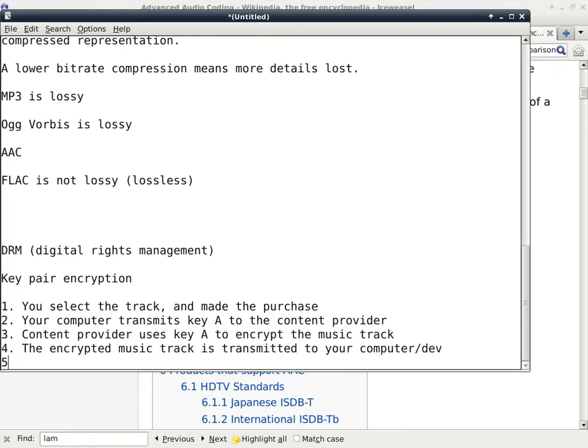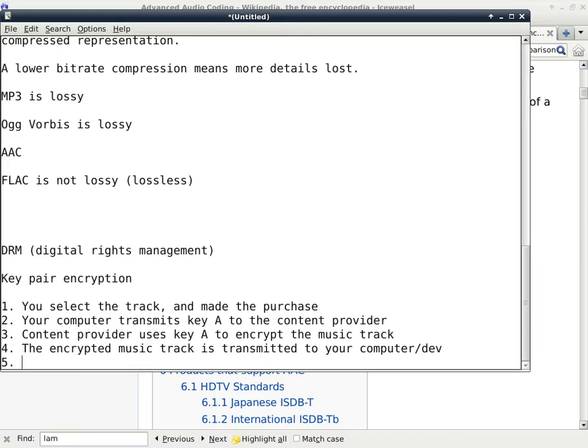Now here comes the really fun part. Because the track is encoded using key A, it cannot be decoded using key A. It has to be decoded using the other key, because the whole concept of key pair encryption is that you have two keys. Whenever you have key A, there's also a key B. What you lock up using key A can only be unlocked using the other key.